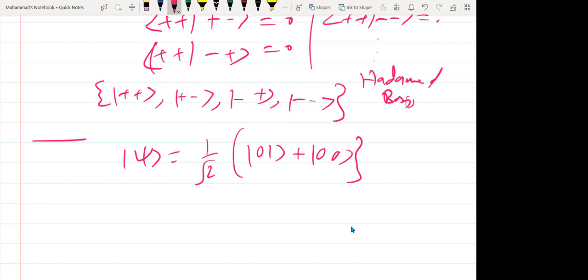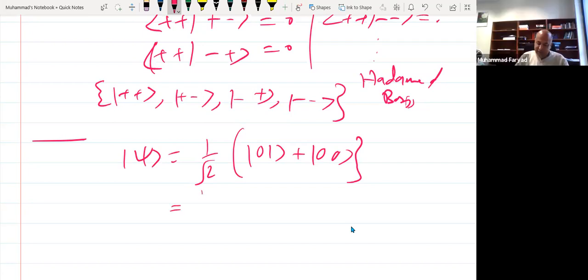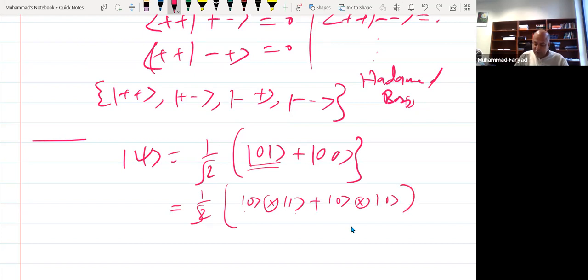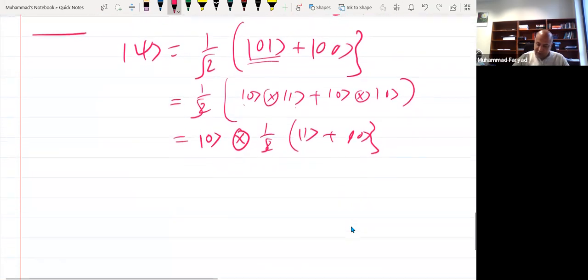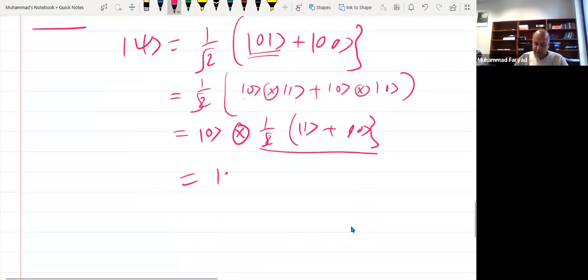Sir, unentangled. This is unentangled, exactly, because I can write it like this. So this 0 1 is essentially 0 tensor 1. This is just a shorthand for 0 tensor 1, plus this 0 0 is a shorthand for 0 tensor 0. Now I can take this 0 common from the left side, and the state of the second qubit is 1 plus 0, and this 1 plus 0 is nothing but the plus state. So I'm able to describe this joint state as this.